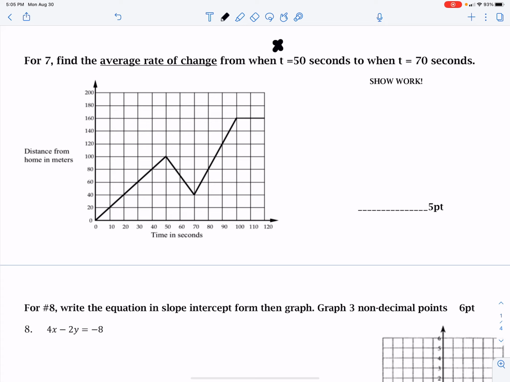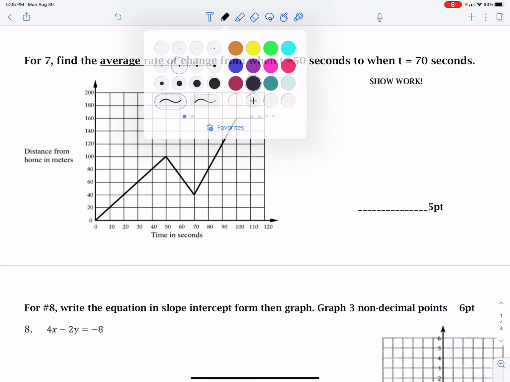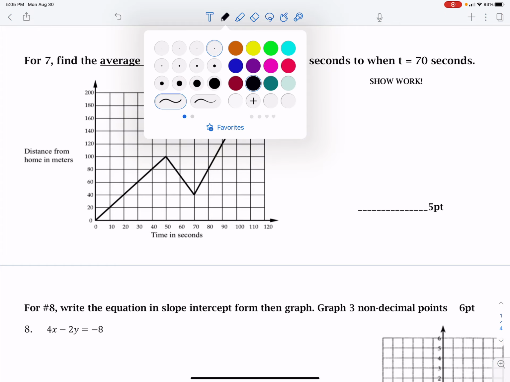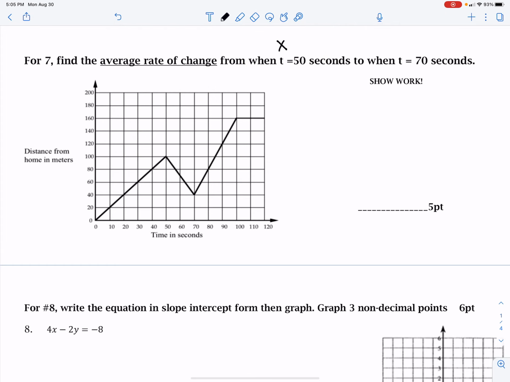So we would have said x equals 50. Maybe I should get the right size pencil here. We could say x equals 50 or x equals 70. That's still the wrong size tip. Okay. X equals 50, that's better. Or x equals 70. Okay.